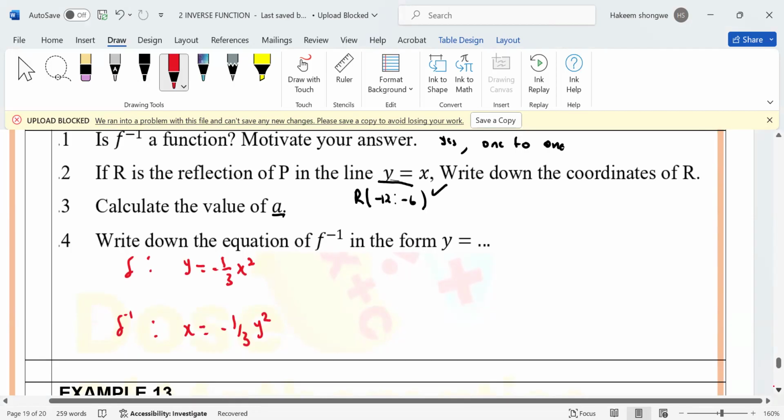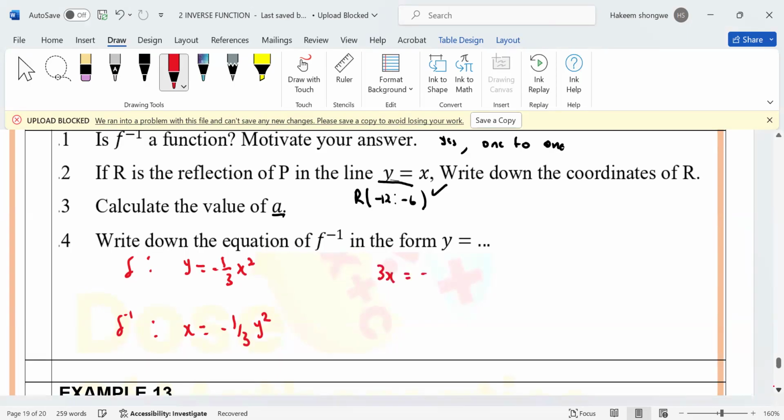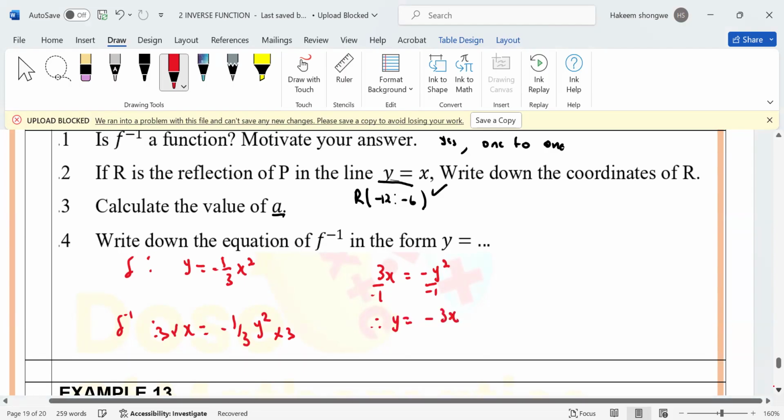And then if you continue with this, you can divide by minus 1 over 3, or you can multiply. So let's suppose we multiply. We're going to have 3x equal to minus y squared. You multiply by 3, you multiply by 3. You divide by minus 1, you divide by minus 1. Therefore, y squared is going to be minus 3x. And then you take the square root on both sides.